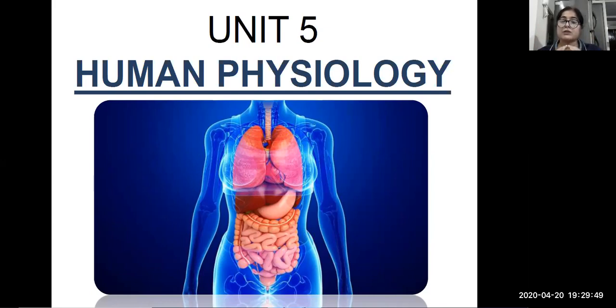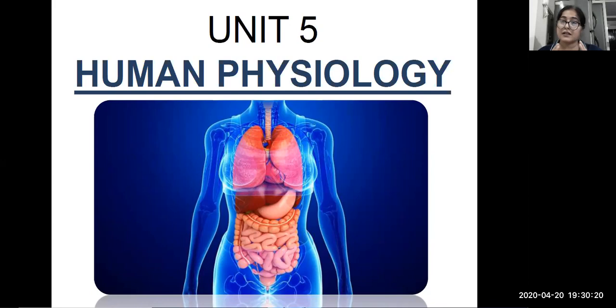And now I am coming to the last unit, unit 5, which is human physiology. Here we are going to study the working of our own body, how different processes work and function in our body. This unit includes almost 7 chapters, and these 7 chapters are related to the different systems and different processes going on in our body.